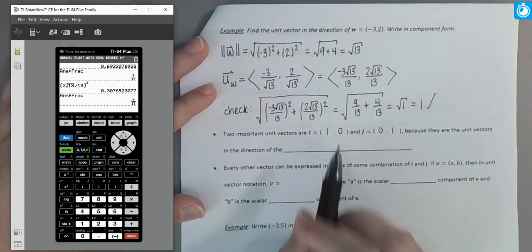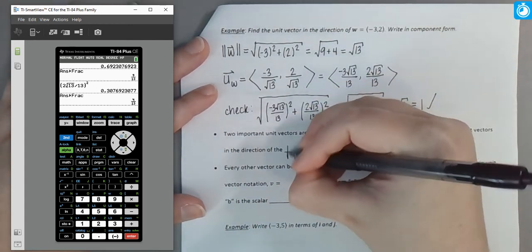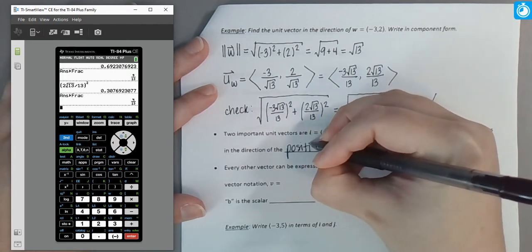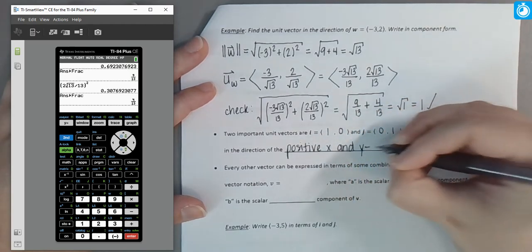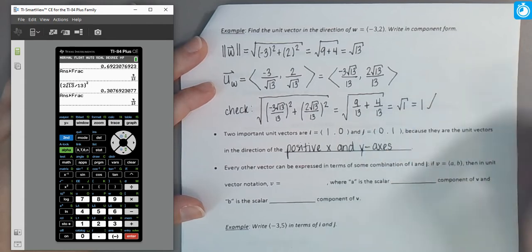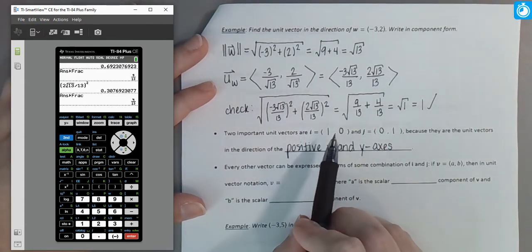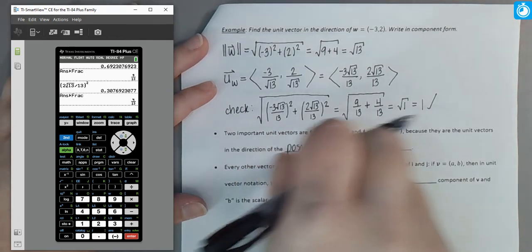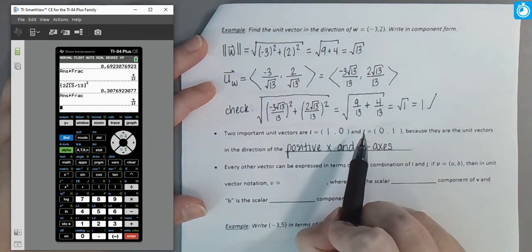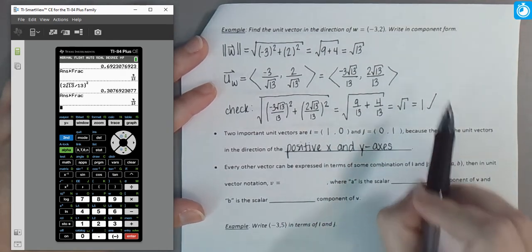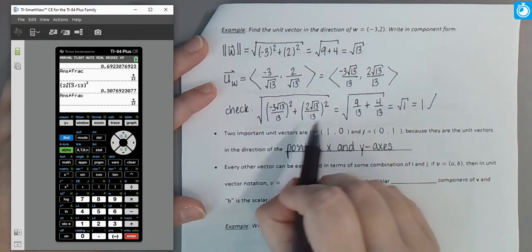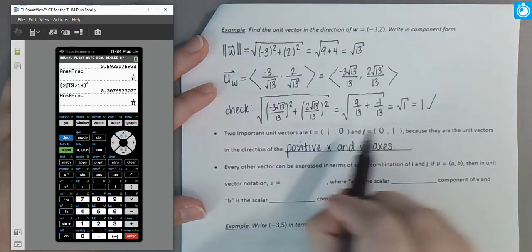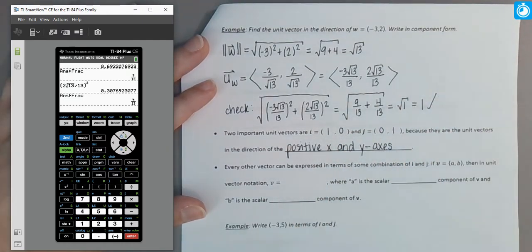So these are special because they're unit vectors in the direction of the positive x and y axes. In other words, the vector I expresses motion by 1 unit just in the horizontal direction, and the vector J expresses motion by 1 unit just in the vertical direction. So if we were to combine some amount of movement horizontally with some amount of movement vertically, then that's another way of expressing the same thing we express with component form.